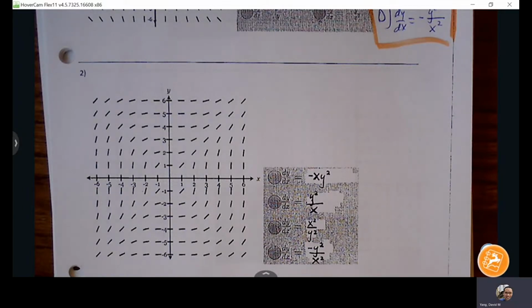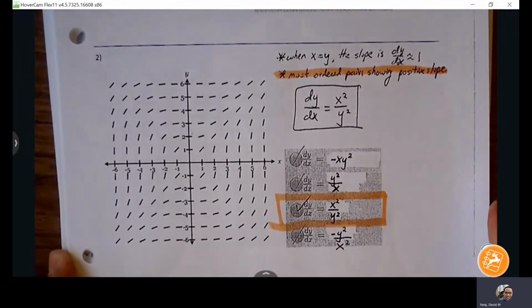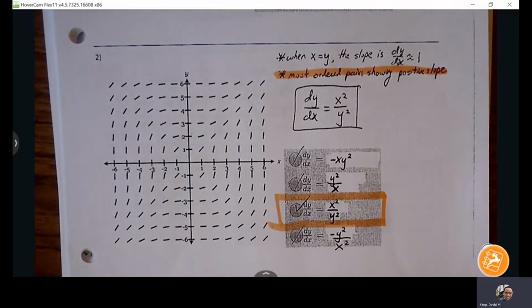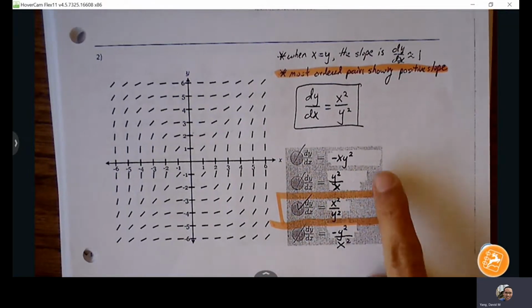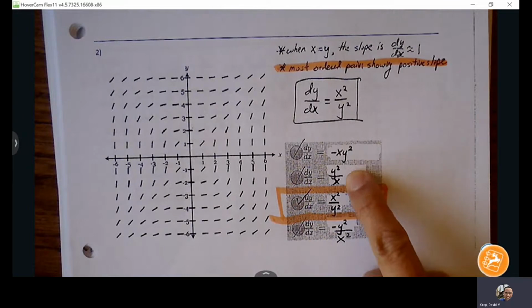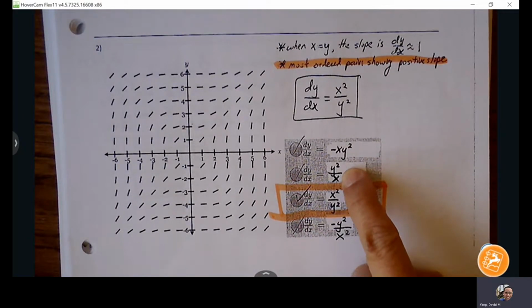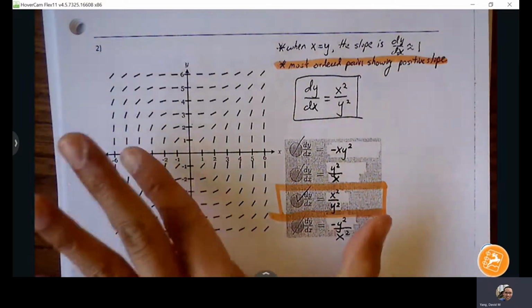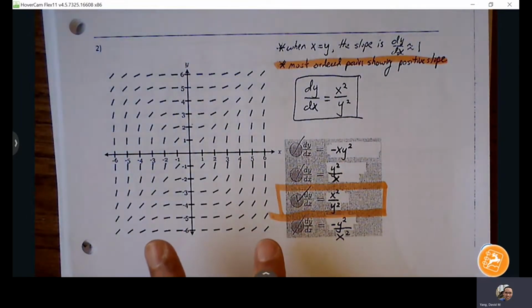Which options do you decide on for number two? C, yeah. And I think the giveaway here is the positive slopes, right? Most everything is a positive slope. And the only differential equation that's going to give me a positive slope every time is x squared over y squared, right? If you're looking at y squared over x, a lot of times it is positive, but as soon as x is negative, I should be seeing a negative slope. I don't see any negative slopes here at all.